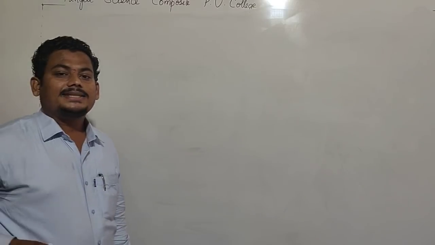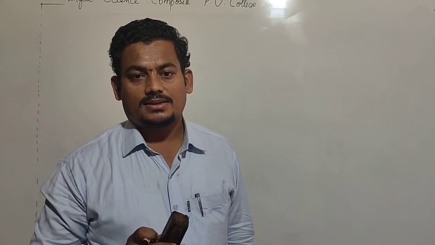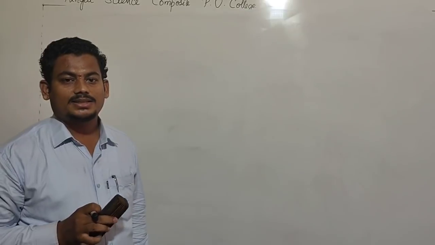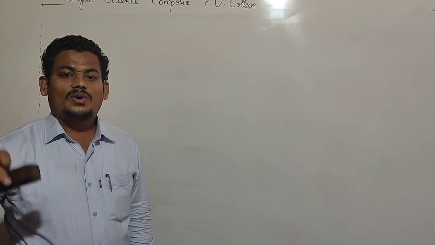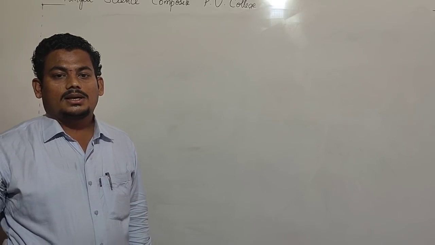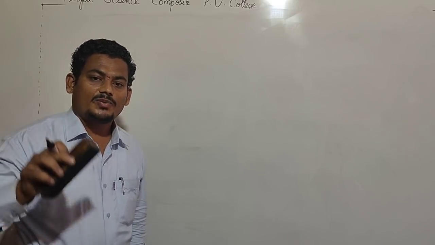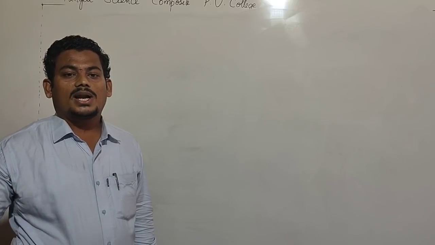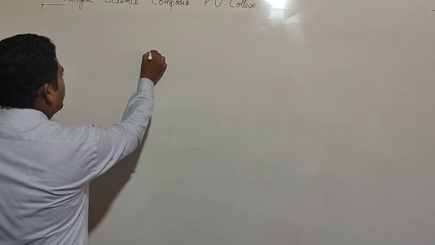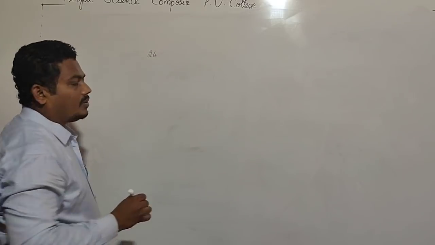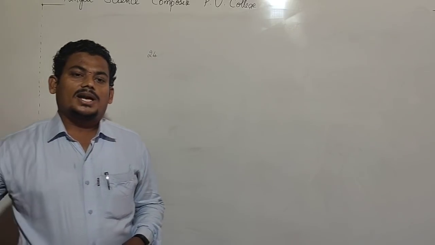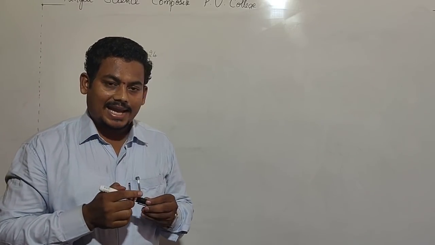A matrix has 24 elements. Next problem. A matrix has 24 elements. Then what are the possible orders it can have? If a matrix has 24 elements, what are the possible orders it can have?